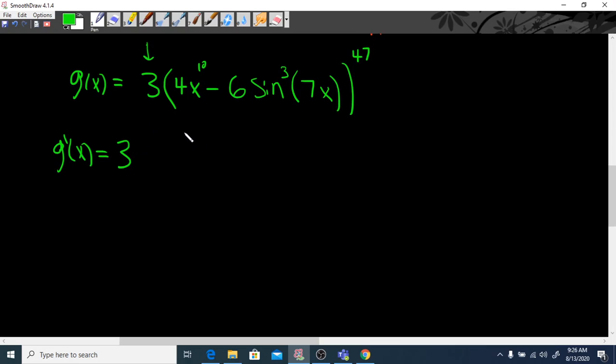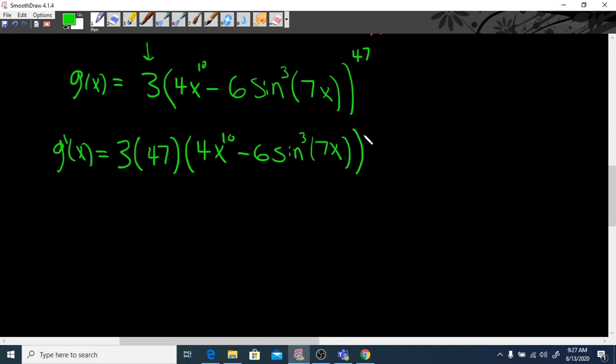And now, how do we take the derivative of something to the 47th power? Well, that's just the power rule. 47, keep the inside the same, 4x to the 10 minus 6 sine cubed of 7x. I'm not even thinking about it. I'm just writing it down. And then reduce the power by 1. 47 minus 1, 46. It's an ugly 6. 46. There we go. Not much better, but at least you can read it now. Okay, and then we move inside.